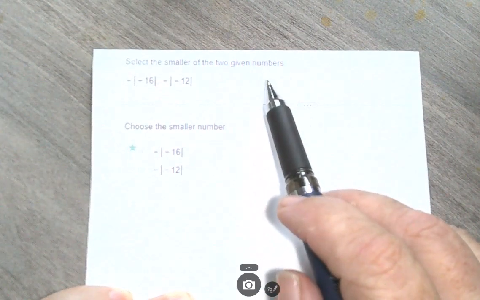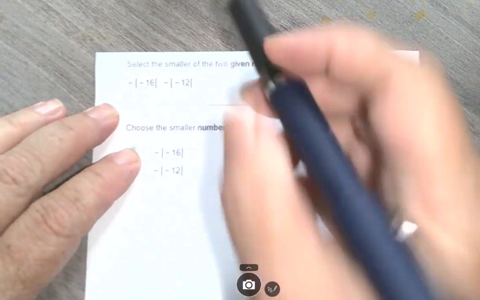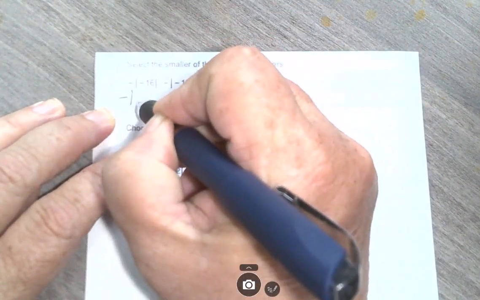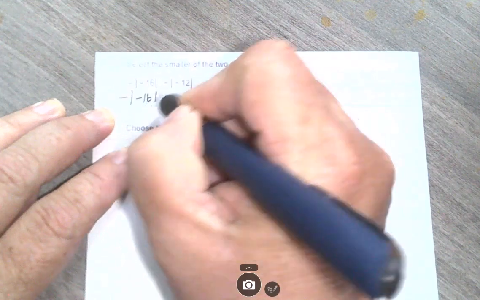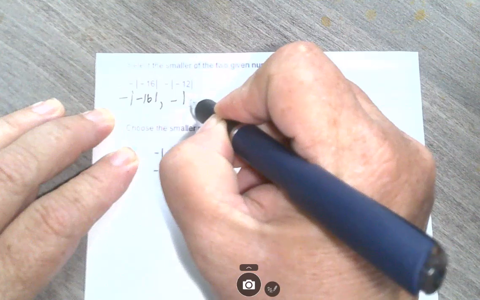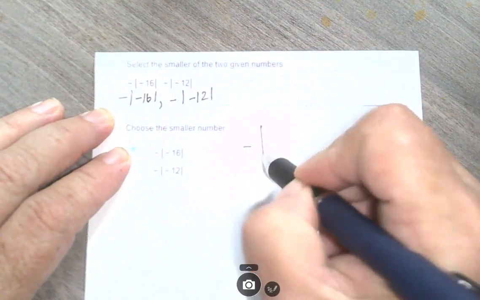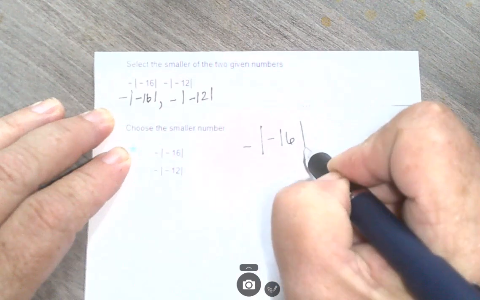Select the smaller of the two given numbers. It might be kind of hard to see, but this is negative absolute value of negative 16. There's a comma here, and then negative absolute value of negative 12. Well, let's look at negative absolute value of negative 16.